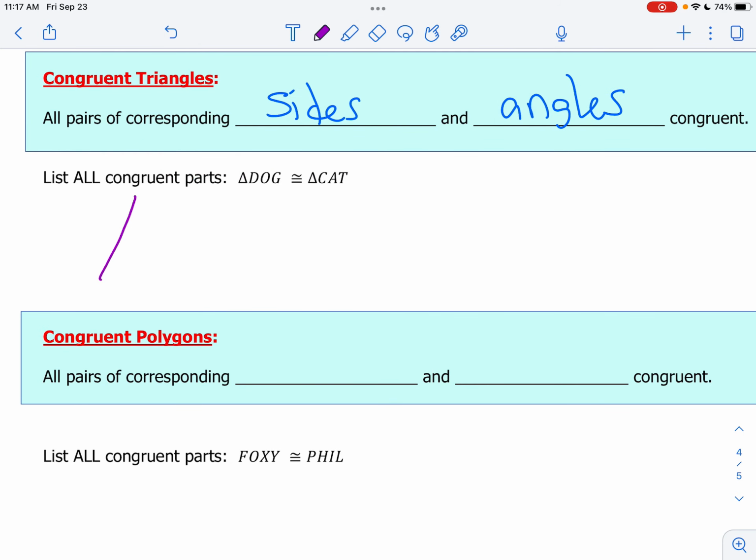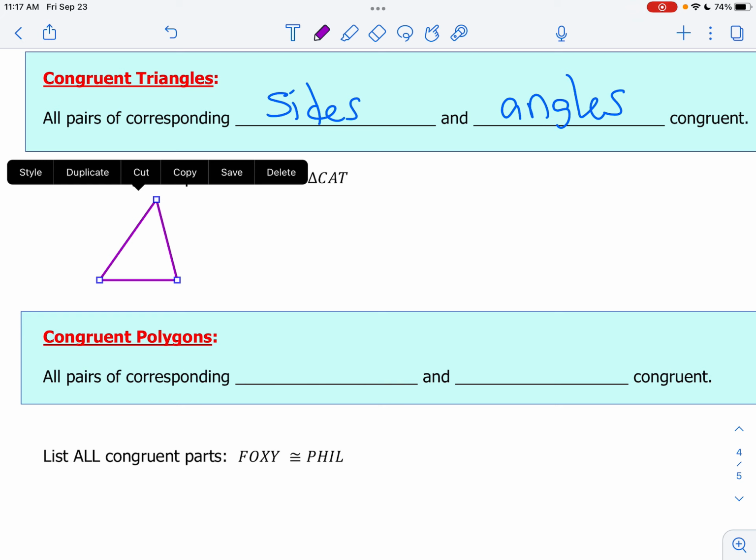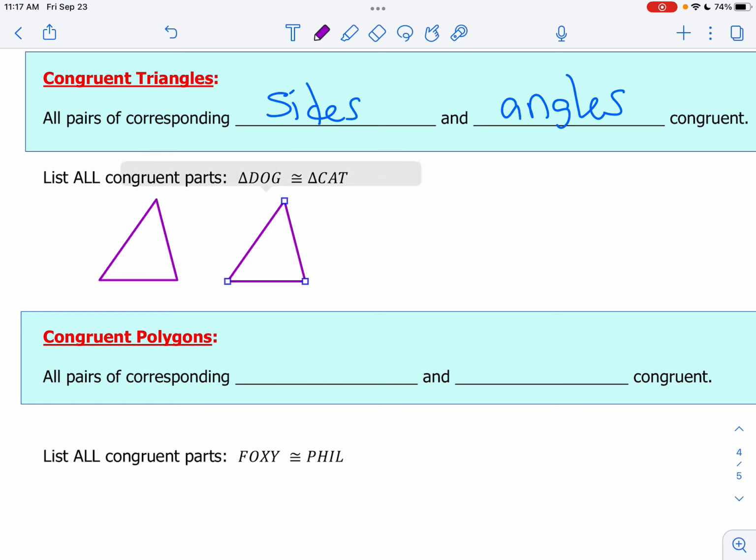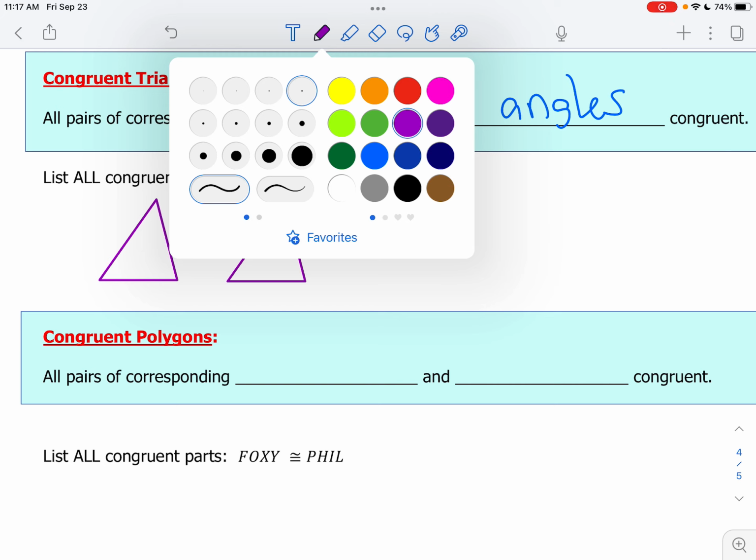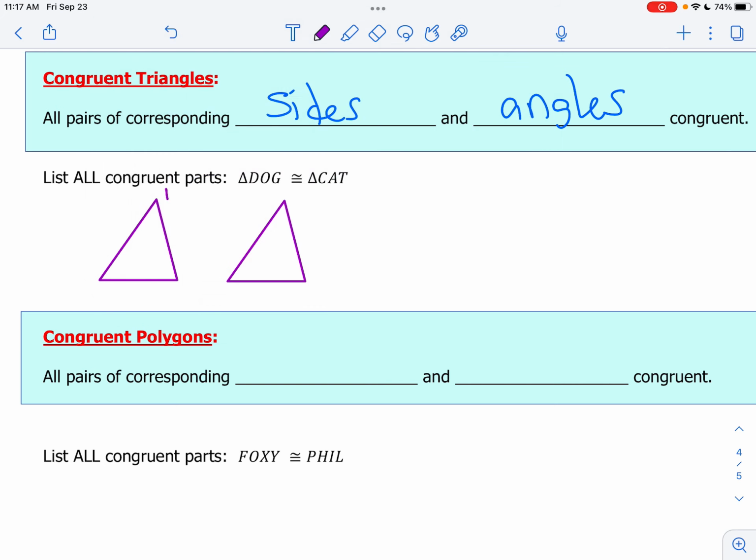So let's draw a triangle, and here's a little secret. Actually, you can hold your pen. That looks nice. Maybe I'll make it a little bit not perfect there. Now, go ahead and duplicate it because we are talking about congruent. Look at that, we just saved a few seconds. How beautiful is that? We'll stay purple. So there's the DOG, and there is the CAT.